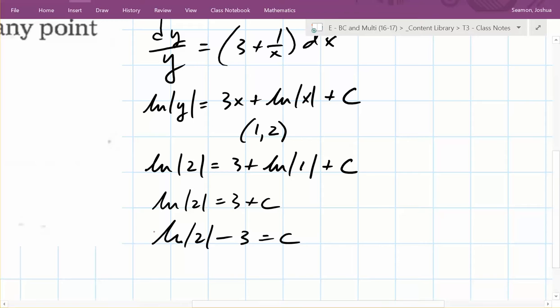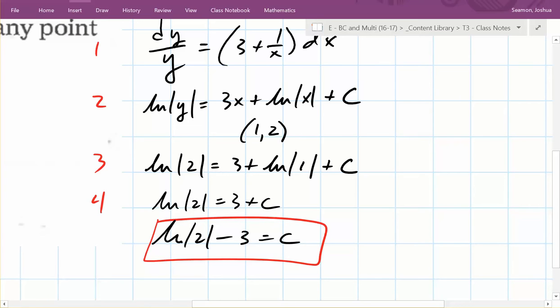So what do you do now? We found c. What do you do with this now? Come on, kids. What do you do now? You plug it into where? Line 1, 2, 3, or 4? Line 2. You plug it in right there, right? So what does that kick out now?